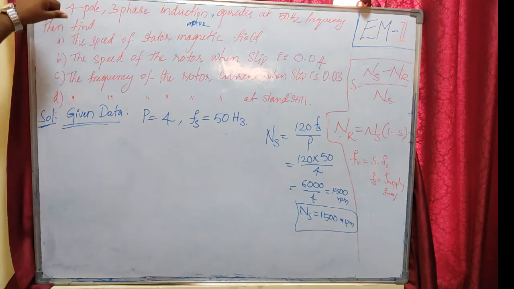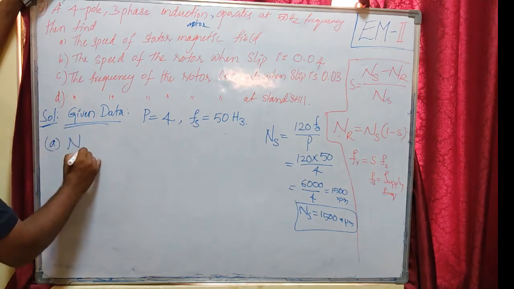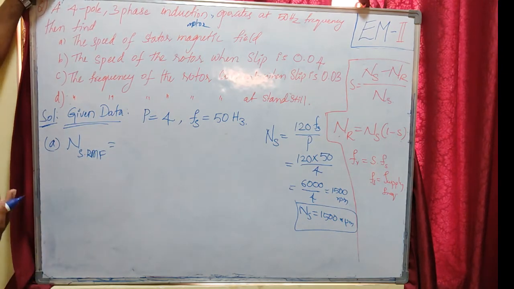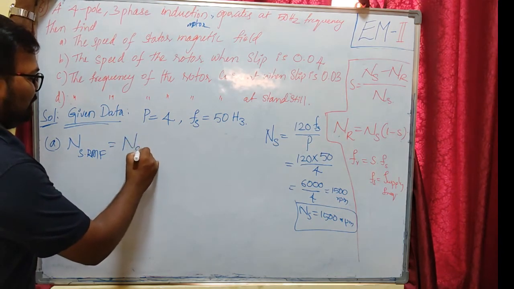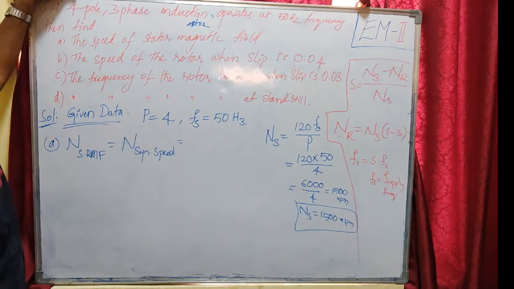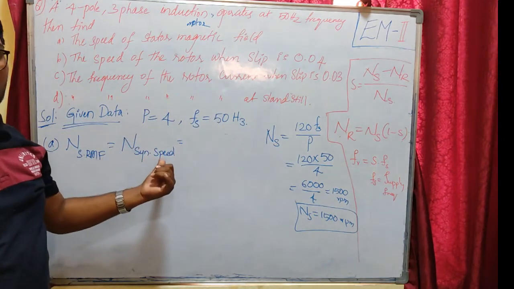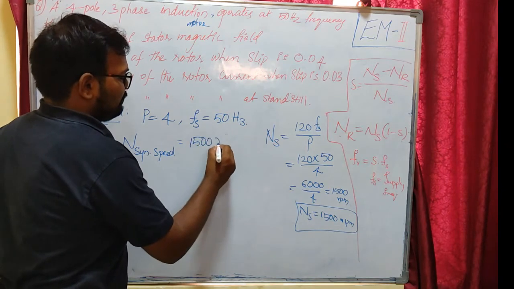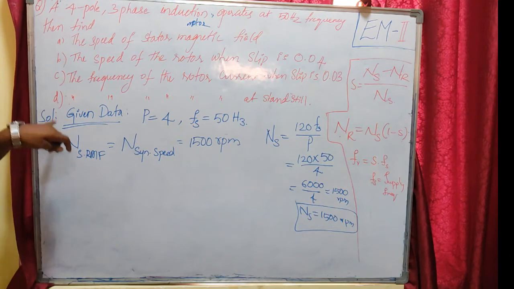Now what did he ask? The first question is the speed of the stator rotating magnetic field. This is what he asked. So what is the speed of the stator rotating magnetic field? Which is nothing but the synchronous speed. The speed of the stator magnetic field is nothing but the speed of the rotating magnetic field, which is equal to the synchronous speed. What is the synchronous speed here? 1500 rpm. Okay. Now we are done with option A. Next, option B.